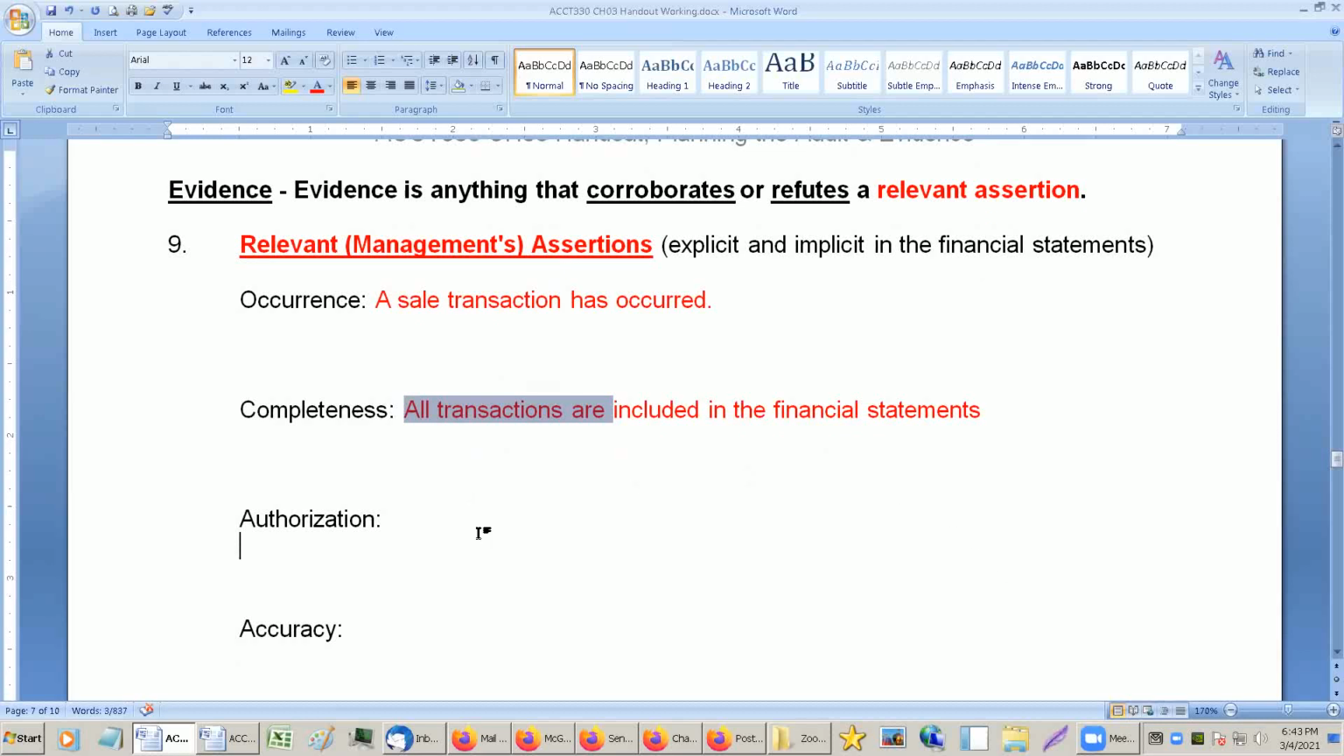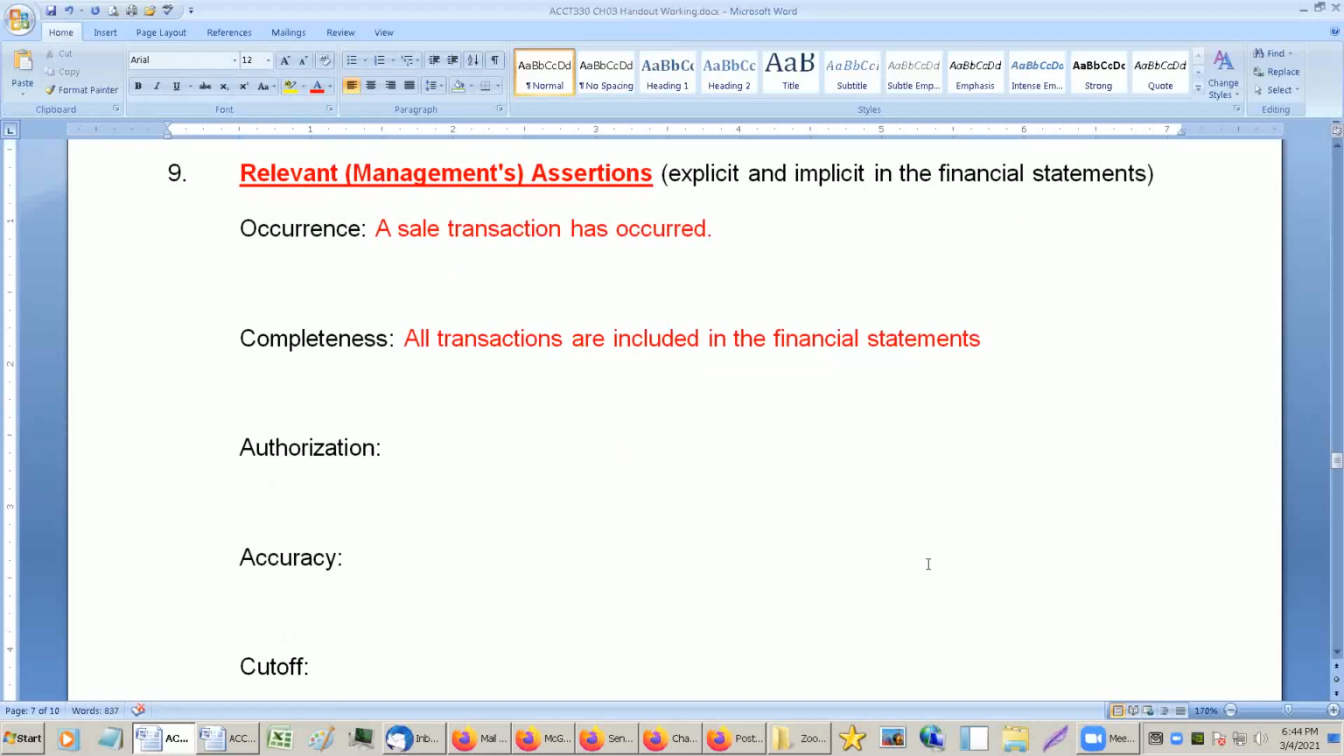Authorization, this one usually isn't shown. I can't remember where I picked this one up. I saw this somewhere, where it was shown as an assertion. The transactions are properly authorized. So the people who made the transactions were authorized to do so. You usually don't see this one listed, but yeah, it can be.